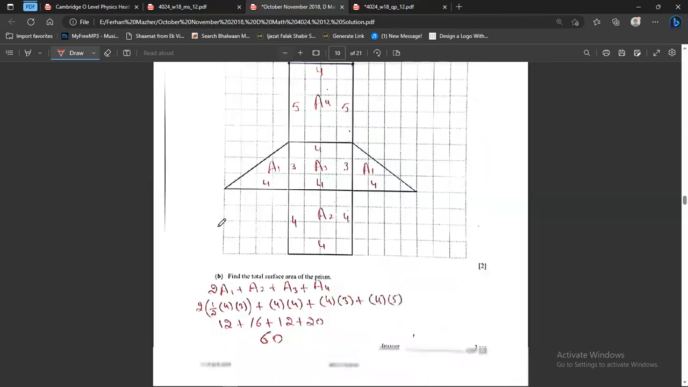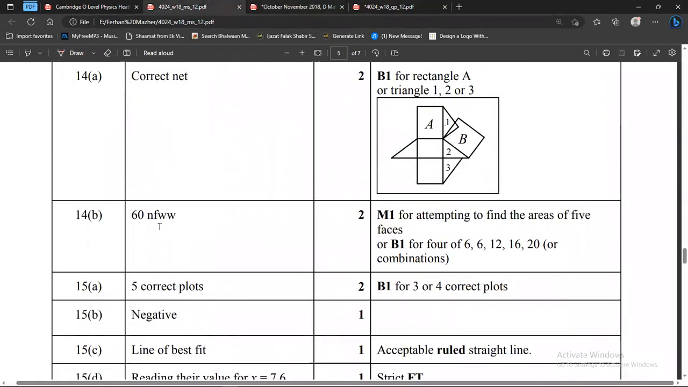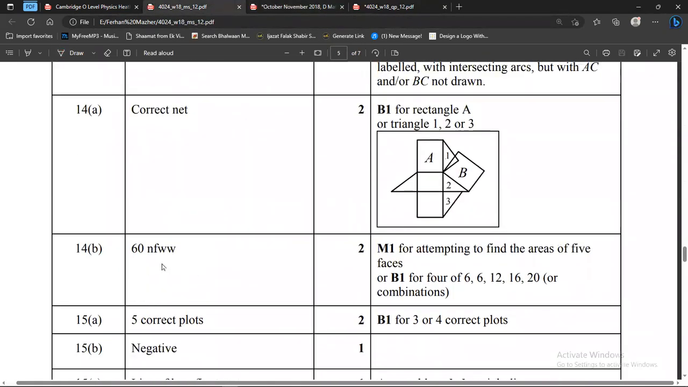You see the 2 times area A1 plus A2 plus A3 plus A4. So A1, because that's the shape of a triangle, its area will be 1 by 2 into base into height. And so it will be 2 into 1 by 2 into 4 into 3 plus 4 into 4 plus 4 into 3 plus 4 into 5. And that will be 12 plus 16 plus 12 plus 20, and that will be 60. So our area will be 60, and I hope that you understand.